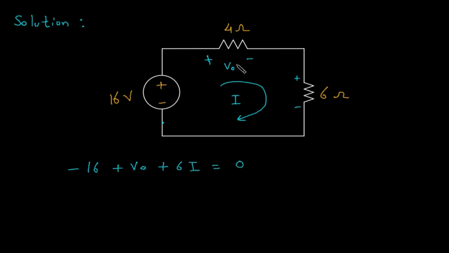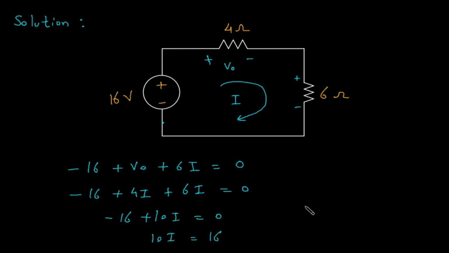This VO is equal to 4 into I. So minus 16 plus 4 into I, or directly 4I plus 6I is equal to 0. This will be 10I. Minus 16 plus 10I is equal to 0. 10I is equal to 16.